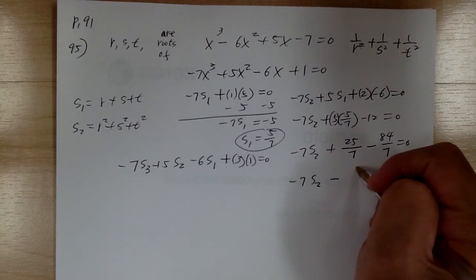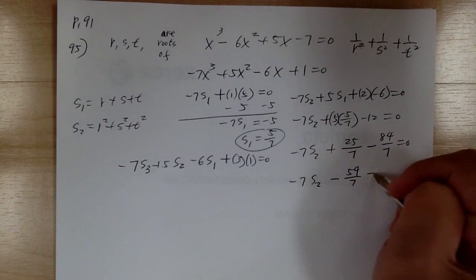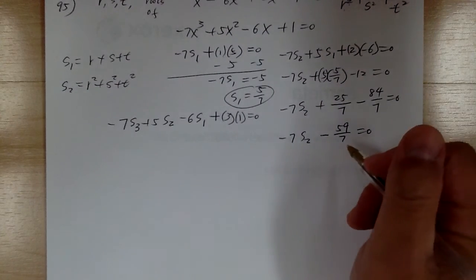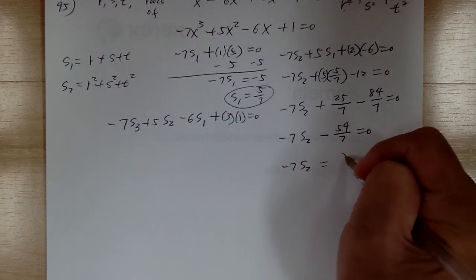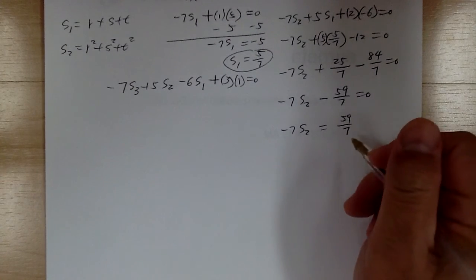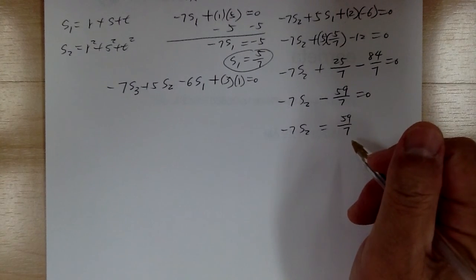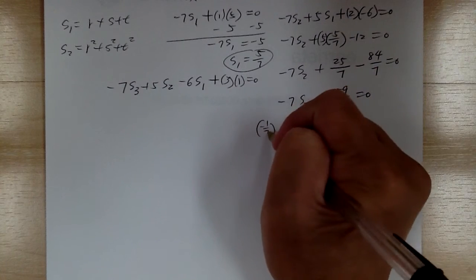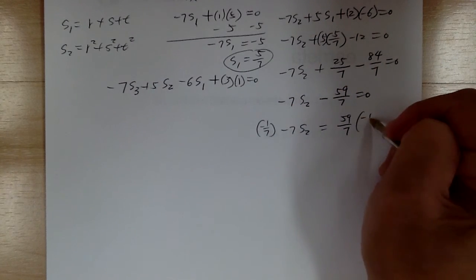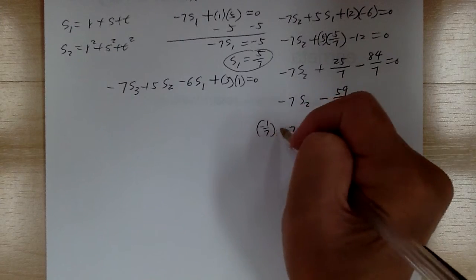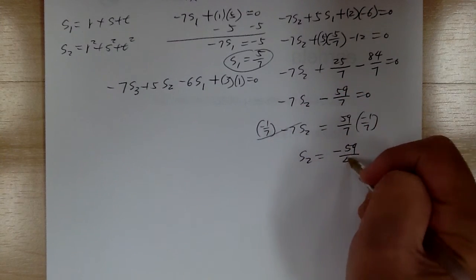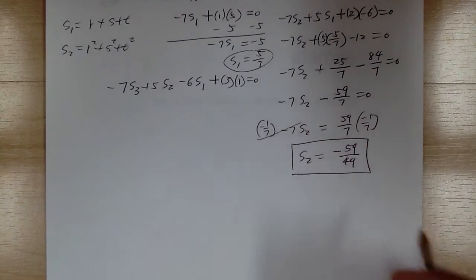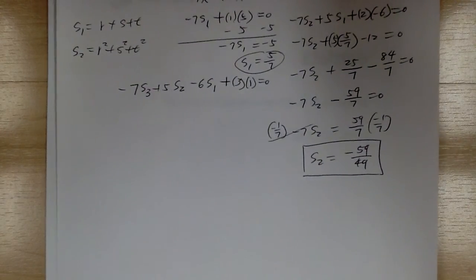So -7 S2 minus 59/7 equal to 0. So move this over. So -7 S2 equal to 59/7. Then from here, go ahead and multiply by -1/7. So this will cancel out. So S2 equal to -59/49. Okay, let's go to the next one.